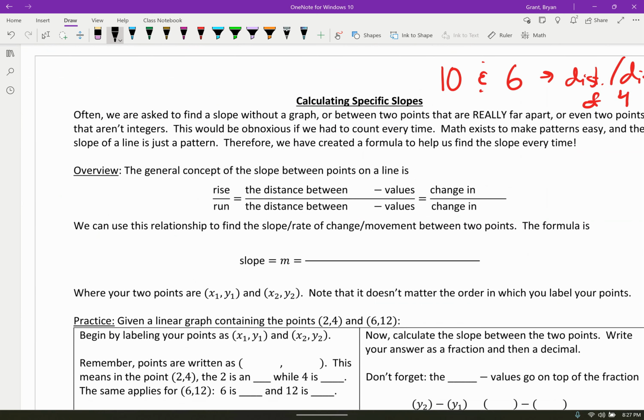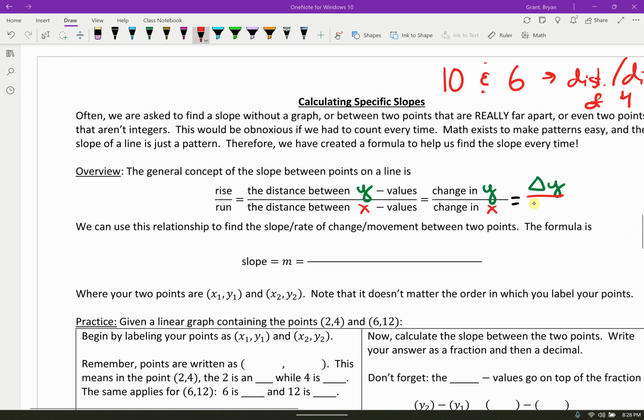If the rise is the same thing as the distance between the y values, then we can say that that's the change in y. By the way, as a little kind of fancy side note, sometimes you'll see change in y with a triangle. That's the Greek letter delta. It means change in. It's how far apart 2 things are. And of course, the run is going to be the distance between the x values, or the change in x. Sometimes you'll see this as delta x, the Greek letter delta for change in.